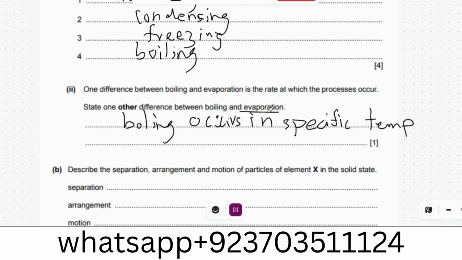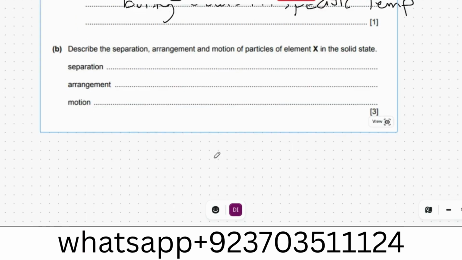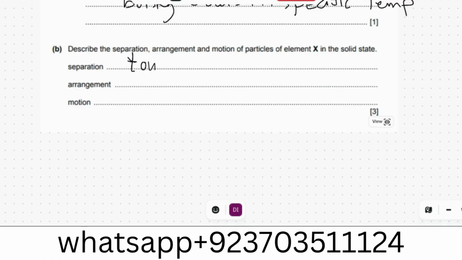Describe the separation and motion of particles of element X in solid state. In solid state, we know they are touching each other. Separation, they are not separated, they are touching each other. And arrangement is regular, and motion, they can only vibrate because they are solid.